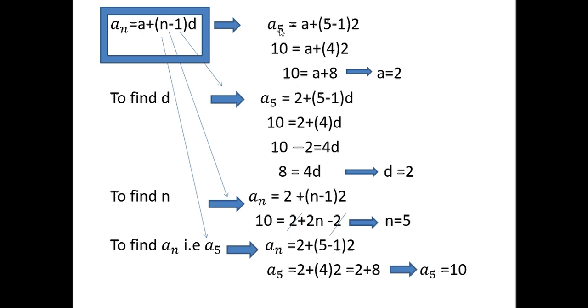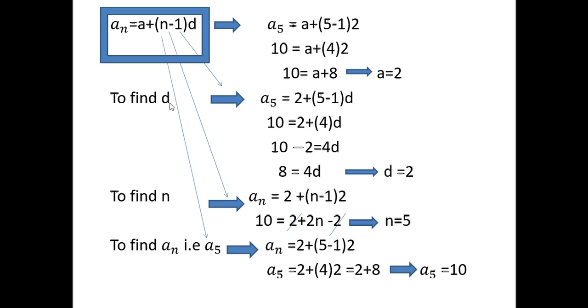So n equal to 5, d equal to 2. Now 5 minus 1 equal to 4. And fifth term, that is last term, which is 10. So 10 equal to a plus 4 into 2. Now 10 equal to a plus 8. By simplifying, we get a equal to 2, that is a equal to 10 minus 8 equal to 2.